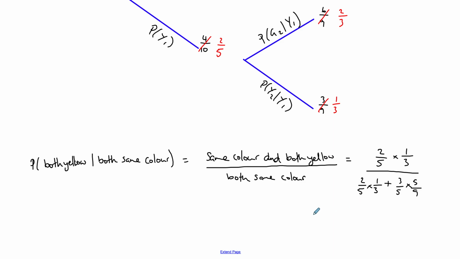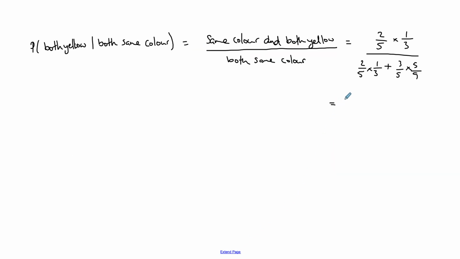Okay, so that's the equation that we need to use. If I work that out, that's going to be 2/15 divided by 2/15 plus 15/45. I'll just grab my calculator and work that out. So that comes out at 2/7.